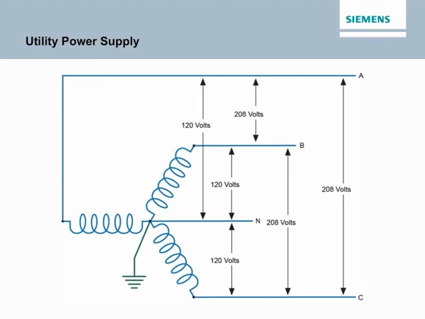Single-phase 120 is available between any phase wire and neutral. Single-phase 208 is available between any 2 phases. All 3 phases are connected to any equipment requiring 3-phase power.